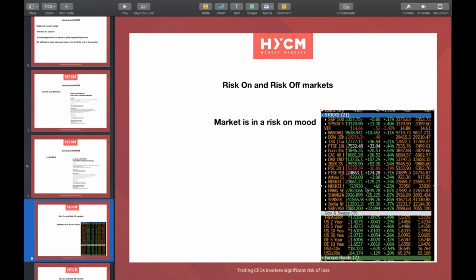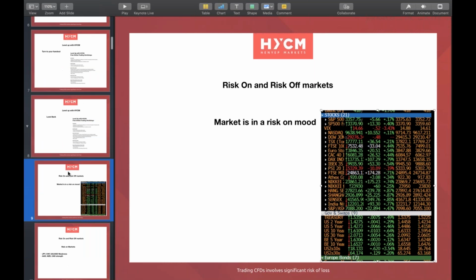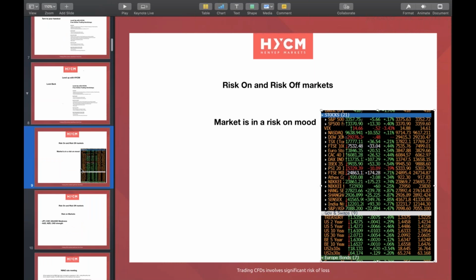And when the market's on a risk-on mood, we see certain characteristics. So the first thing, coming to my desk, I'm seeing we are still in a risk-on mood. You can see the Nikkei, the Asian equity index from Japan, up 0.74%. The Hang Seng up 0.87%. The Shanghai Composite up 0.87%. So taken as a whole, excellent risk-on market mood.